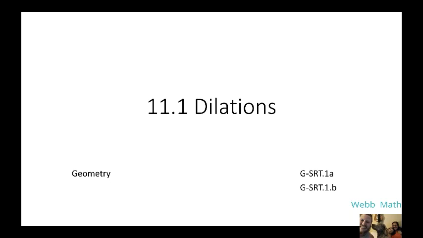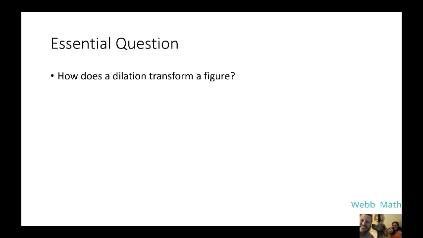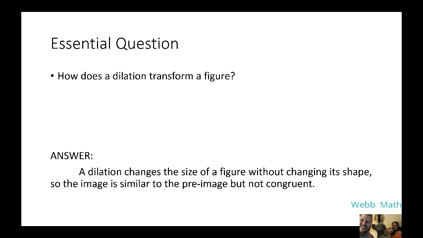11.1 Dilations, Geometry. Essential question: how does a dilation transform a figure? The answer: a dilation changes the size of the figure without changing its shape. So the image is similar to the pre-image, but not congruent.